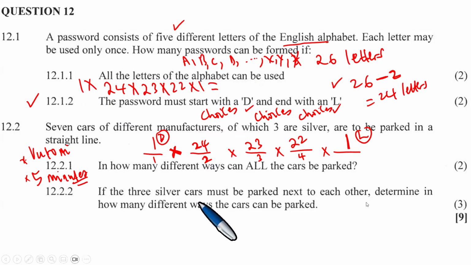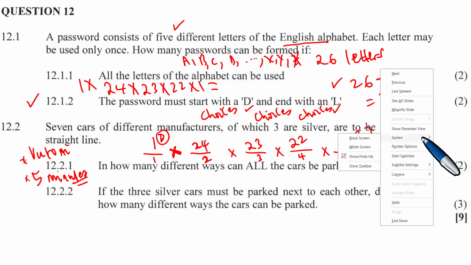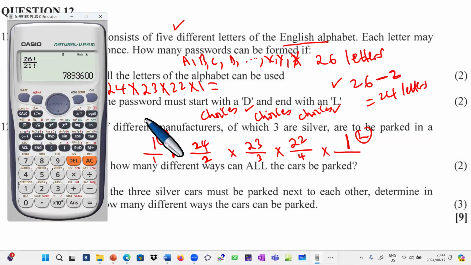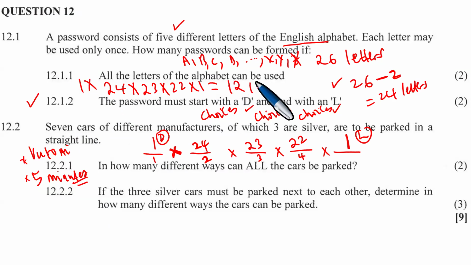If you use a calculator to check this out, 24 times 23 times 22. What's the answer? 12,144.